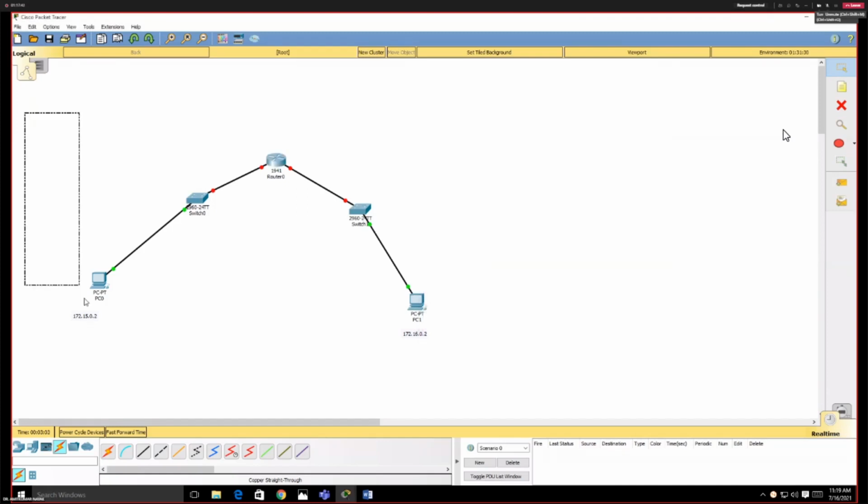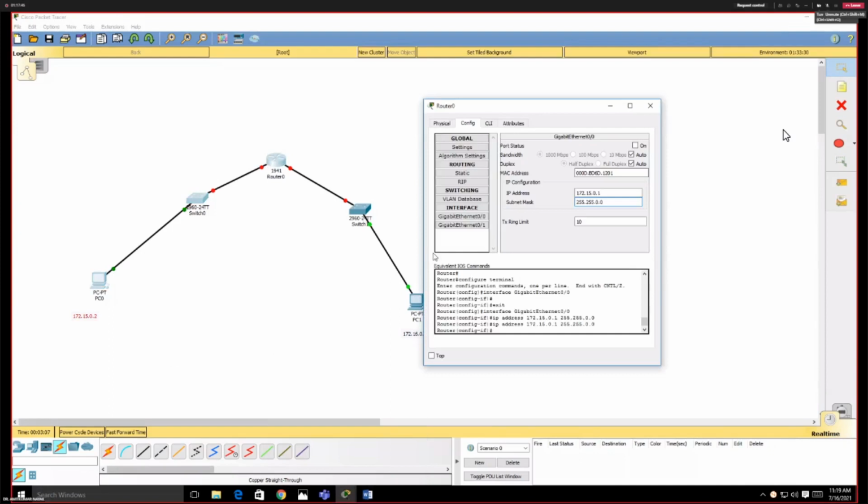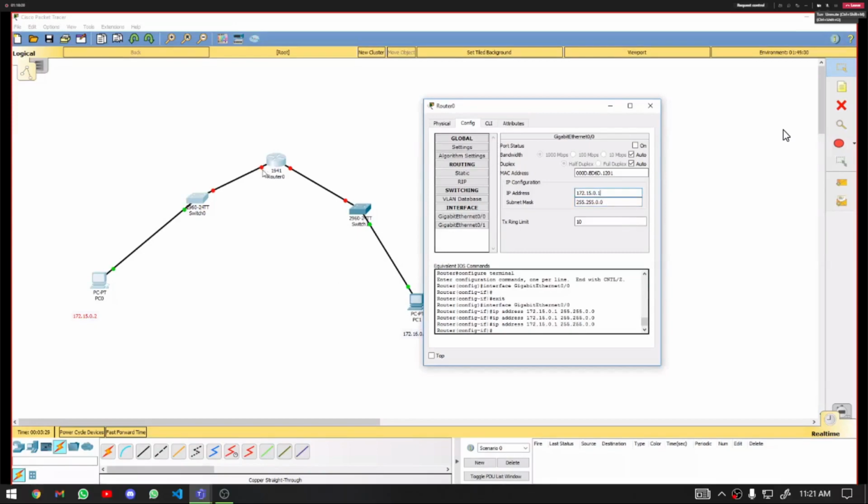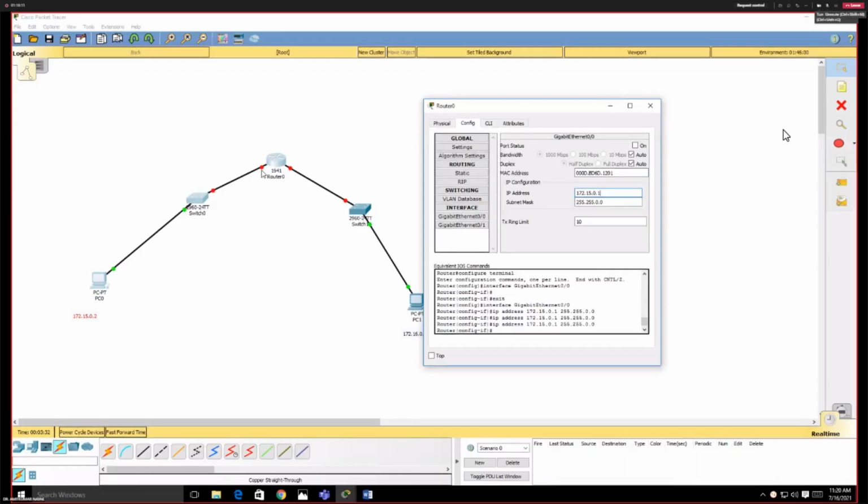I am discussing the leftmost portion. Router 0 has 2 Ethernet ports, Ethernet 0/0 and Ethernet 0/1. Ethernet 0/0 is connected with the leftmost portion, and Ethernet 0/1 is connected with the rightmost portion. In the left portion, we have used 172.15.0.0. So can I assign 172.15.0.1 to this interface? Yes or no?